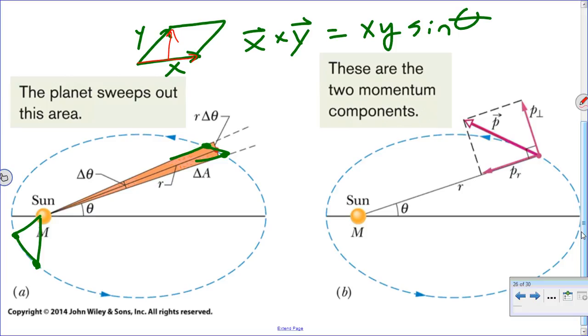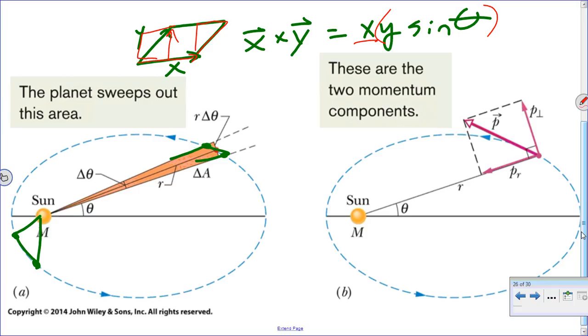Right? And then it's just length times width. If you take this little chunk here and move it over to here, you've got a rectangle that has an area of x length times y times theta, height. Cool? All right.